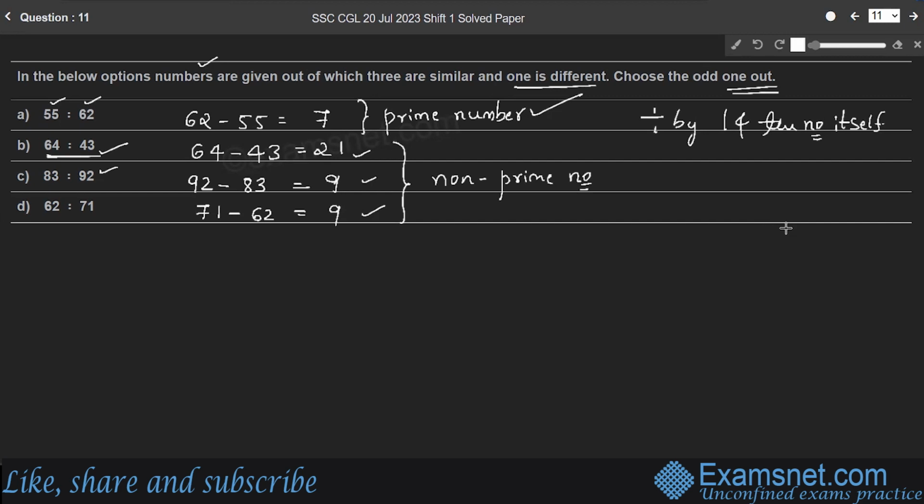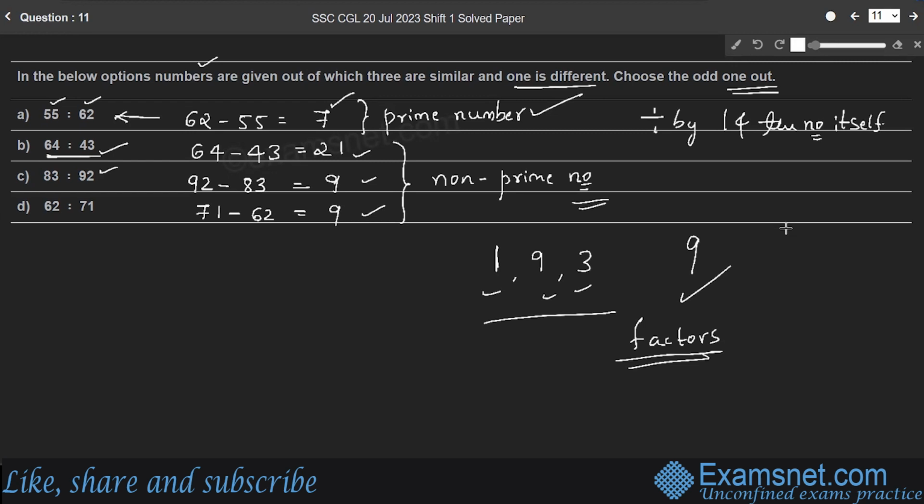Those are called the factors of the number, right? For example, 9. 9 is divisible by 1 and 9 and also by 3, right? So 1, 9 and 3 are factors of 9. These are called factors of 9, right? So here, except 7, the remaining 3 are non-prime numbers. Therefore, the pair 55, 62 is the odd pair, right? Option A is the right answer.